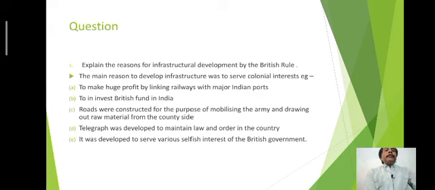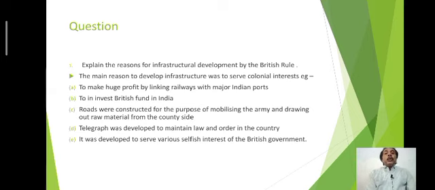Now come to the question, or you can say on the basis of infrastructure, explain the reason for infrastructural development by the British rule. Here I have taken some negative points. There were no doubt some positive points also available, but here I am going to discuss why the colonial government developed infrastructure. The main reason to develop infrastructure was to serve colonial interest. How can we say it was developed for the development of Great Britain, or that it was the colonial interest?